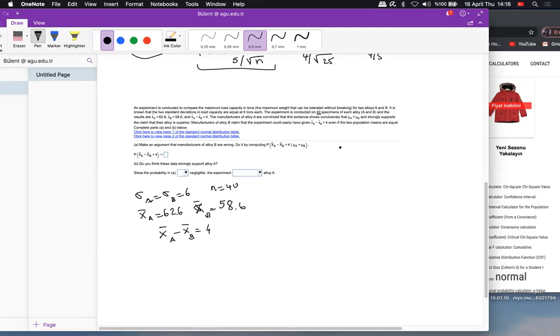So they say that A is better than B because it is found to be higher. But what the B guys say is that the populations are equal, so it doesn't matter that we have a 4 tons difference. We shouldn't be worried about this small difference. It doesn't mean that A is better. That's what they asked us.